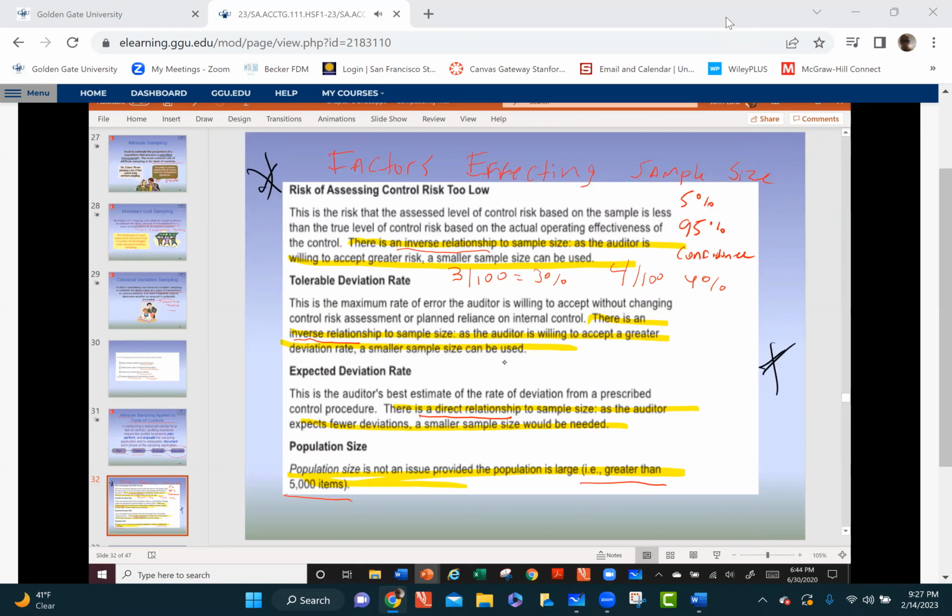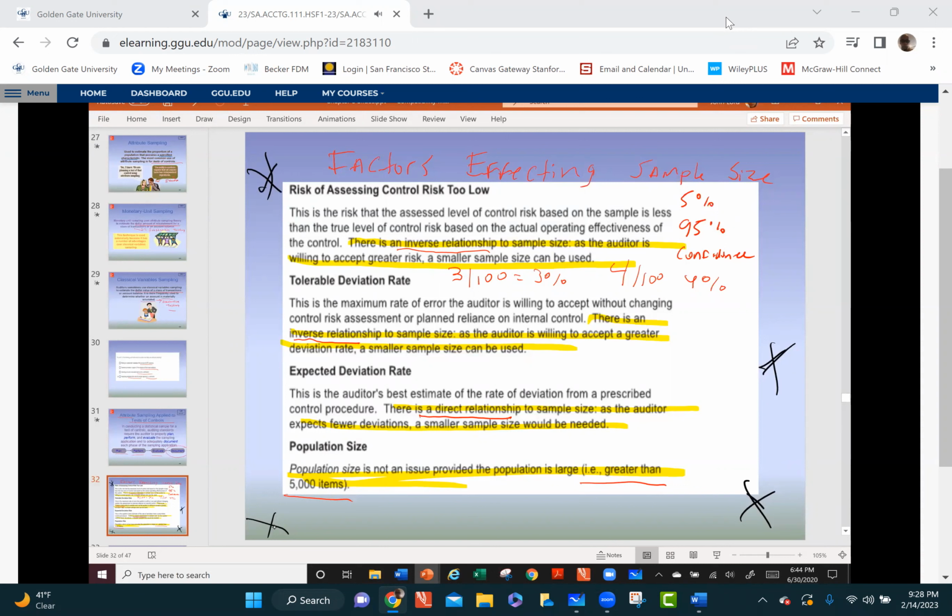I'm going to put some scary looking stars on here. This is important. You must know how these different factors affect sample size for your control testing in an attribute sample. Okay, so assessing control risk too low. And you can see this discussion down here. There's an inverse relationship to sample size. The auditor is willing to accept greater risk, you can have a smaller sample size, or if you want to reduce the risk, you're going to have what?